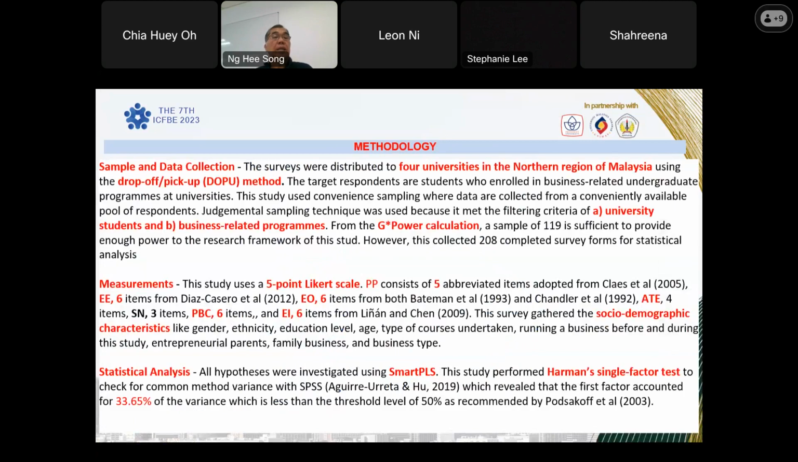Okay, so my data collection is under this drop off and pick up. At that time, I don't do Google Form. Very few, but most of my data collection is done on paper. I use this method. I drop my questionnaire to the four universities with the help of my co-author, and then I do it. So I'm using a survey questionnaire using Likert scale.